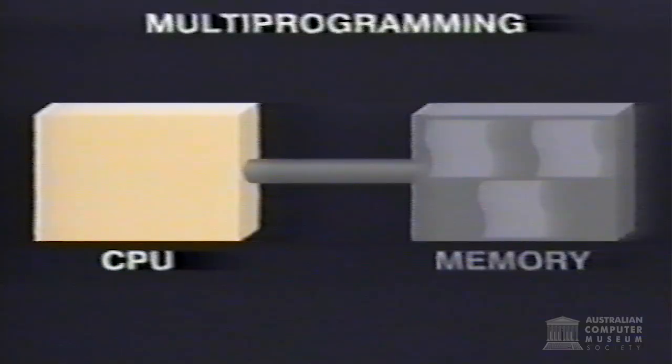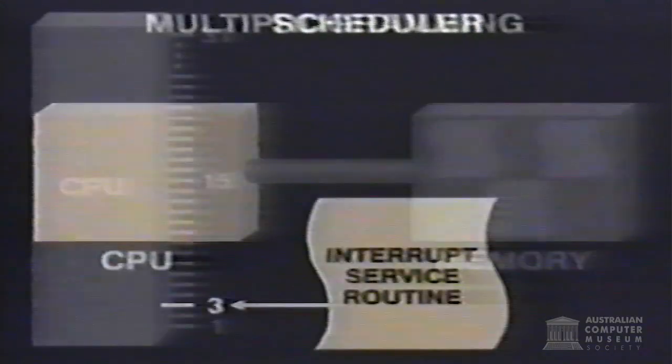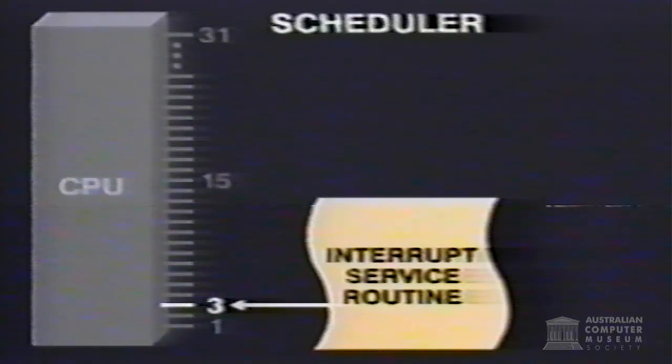How does a multi-programming operating system achieve this efficiency? It uses a scheduler, a mechanism which allows the operating system to optimally use the CPU resource. The scheduler is a software interrupt service routine invoked at interrupt level 3. Let's take a closer look at the functions performed by a scheduler.